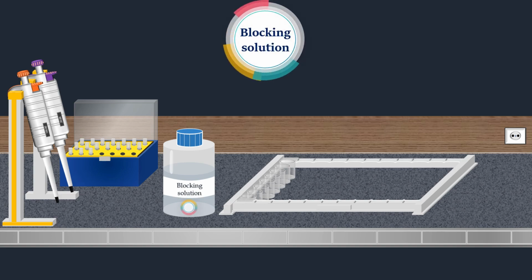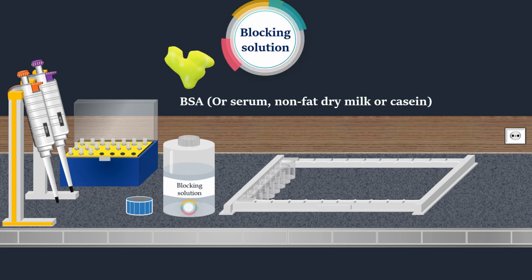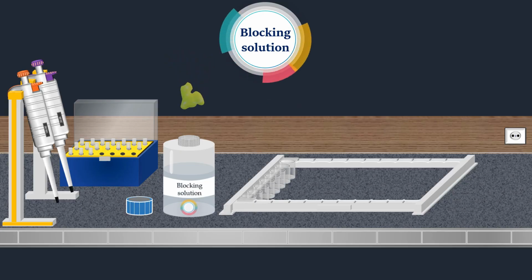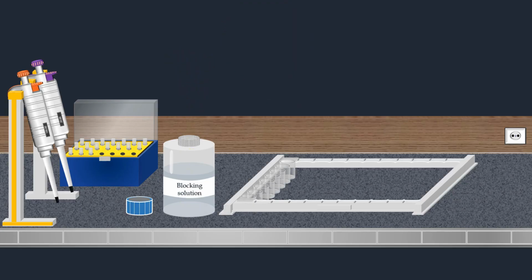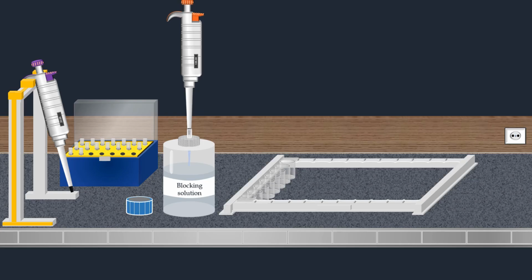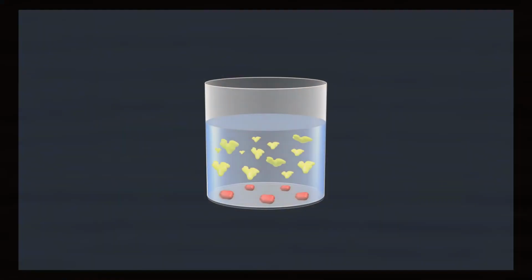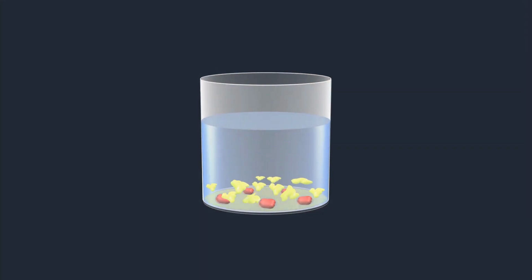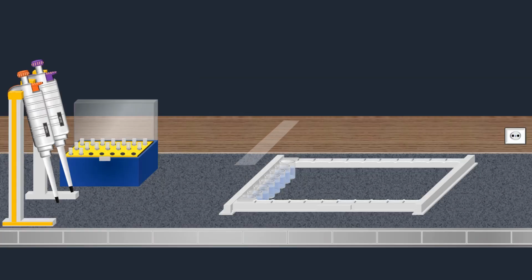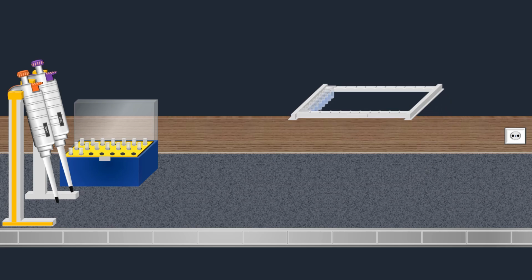During this step, a blocking solution is used, which typically contains proteins such as BSA, serum, non-fat dry milk, or casein. Blocking solution is added to each well, ensuring complete coverage. The well strip is then covered and incubated. The proteins in the blocking solution create a barrier on the plate, preventing the target antibody from binding to these sites in subsequent steps. Once the blocking step is complete, the adhesive plastic is removed.